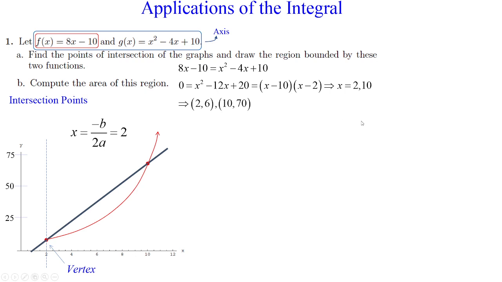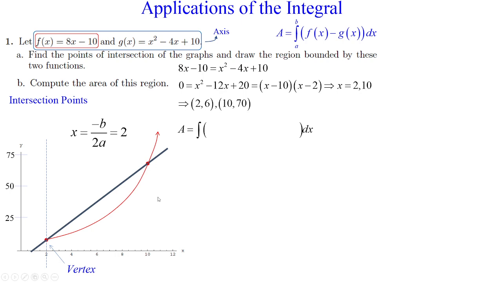Okay, there's a great picture. So find the points of intersection. We've got that part done. And draw the region bounded by these two functions. We did that. And now we're going to compute the area. Well, isn't that just going to be my definite integral from a to b of the upper function, I can call it f of x, minus my lower function, g of x, differential of x, right there.